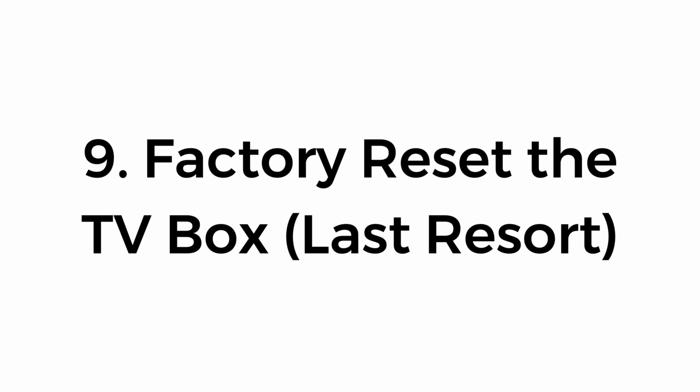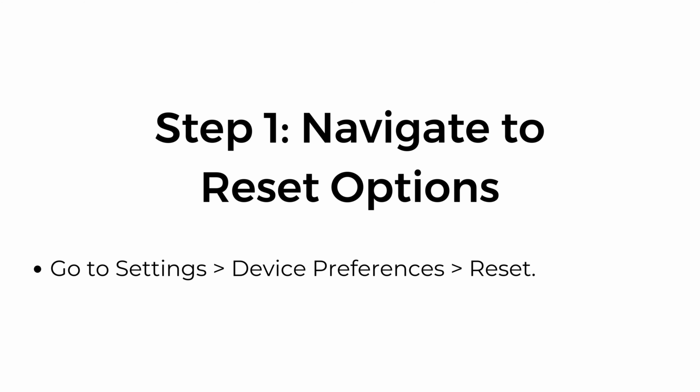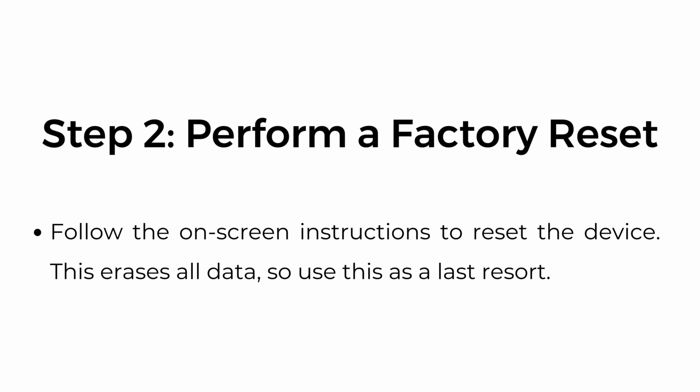9. Factory reset the TV box, last resort. Step 1. Navigate to Reset Options. Go to Settings, Device Preferences, Reset. Step 2. Perform a factory reset. Follow the on-screen instructions to reset the device. This erases all data, so use this as a last resort.